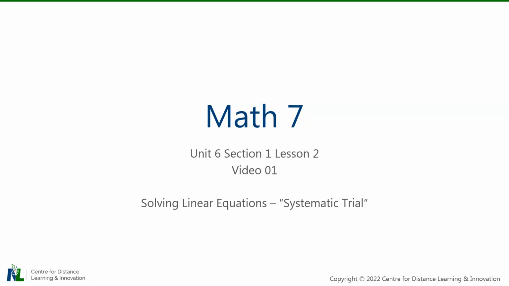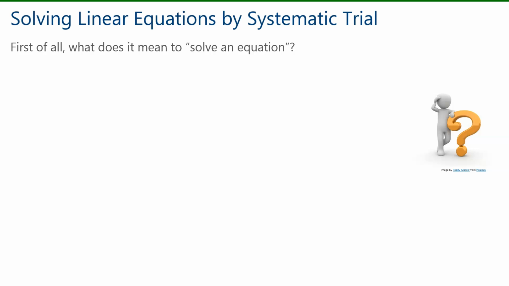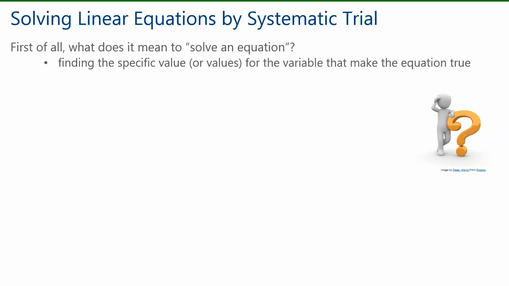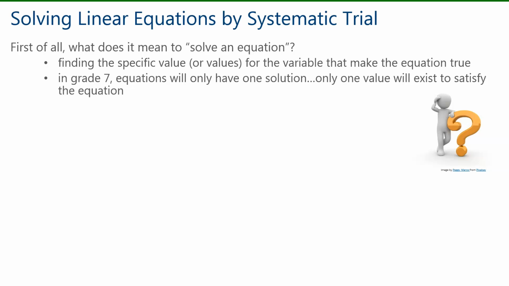In Lesson 2 of Section 1 in Unit 6, we begin the process of solving linear equations. The first method we will use to do this is called systematic trial. So first of all, what does it mean to solve an equation? Well, what we're doing is finding the specific value or values for the variable that make the equation true. In grade 7, our equations will only have one solution. Only one value will exist to satisfy the equation.